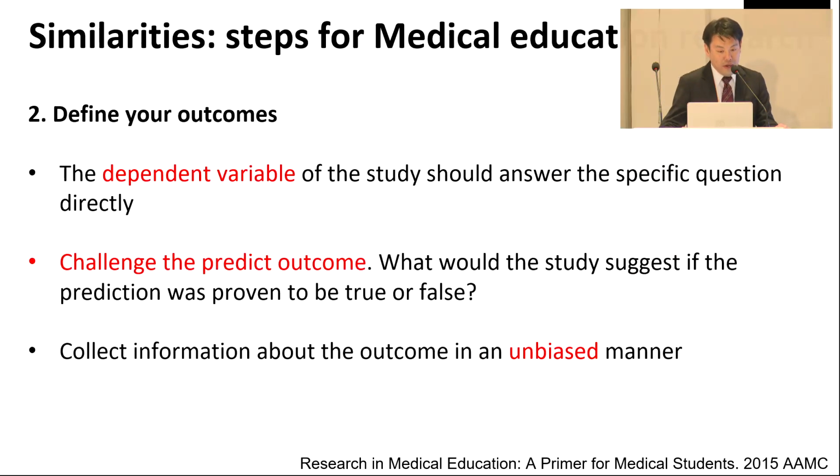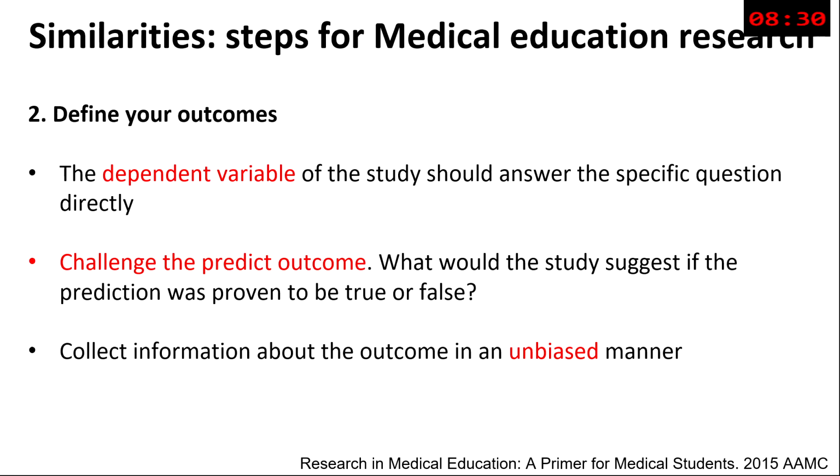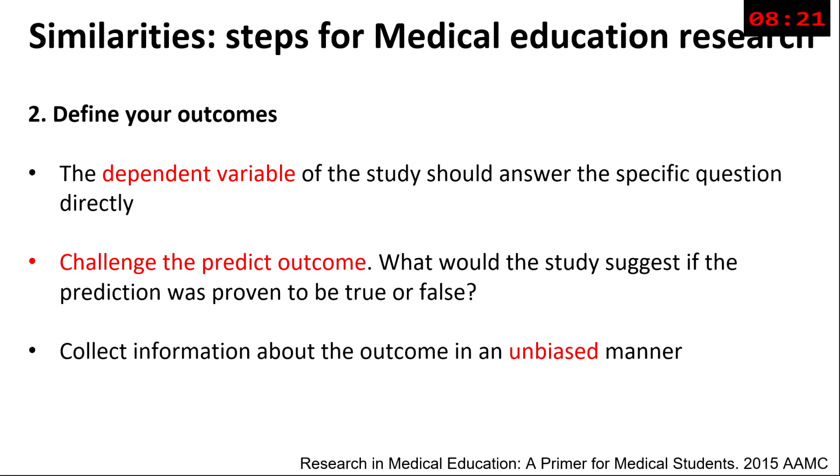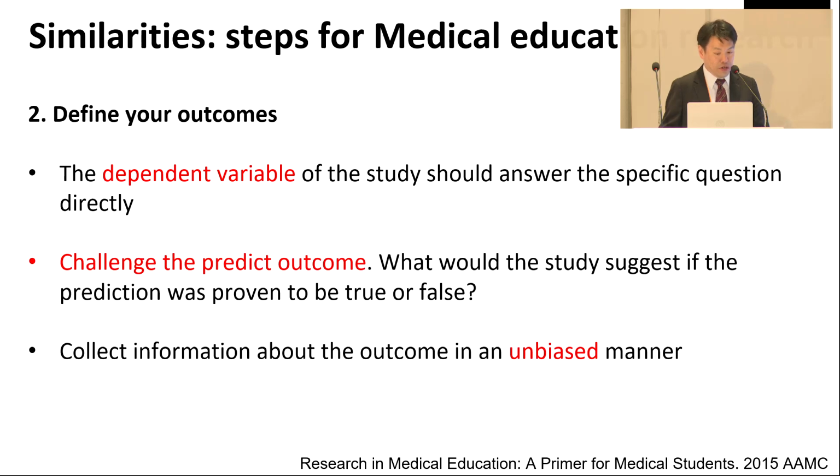Similarity number two, define your outcomes. Ideally, you would assume that the dependent variable of the study should answer the question that you are asking. However, sometimes it may not happen this way. You need to challenge the predicted outcome, meaning: what would the study suggest if the prediction was proven to be true or false? What is your story related to this outcome? You have to have that before you even start to collect your data. When you have your story, you collect the information you need about the outcome in an unbiased manner. So this is also pretty similar to clinical research.